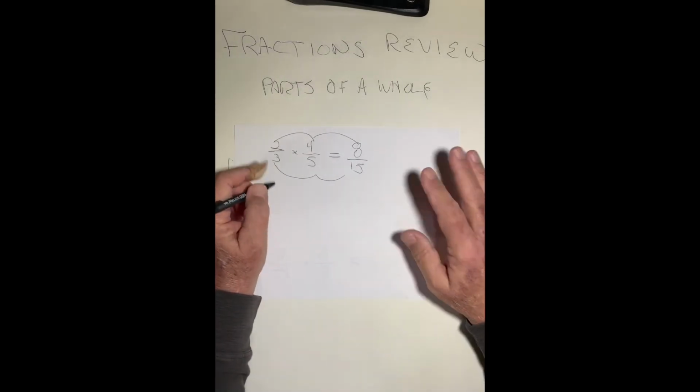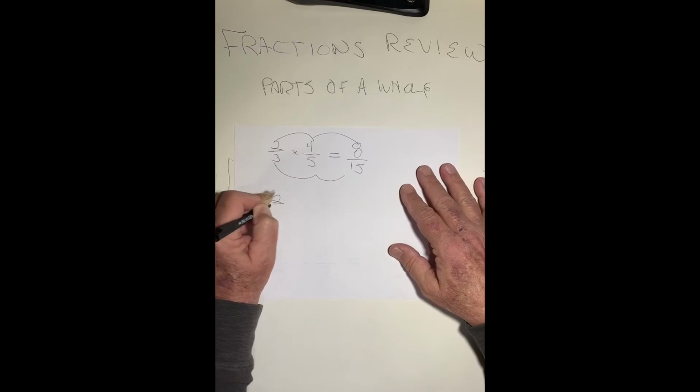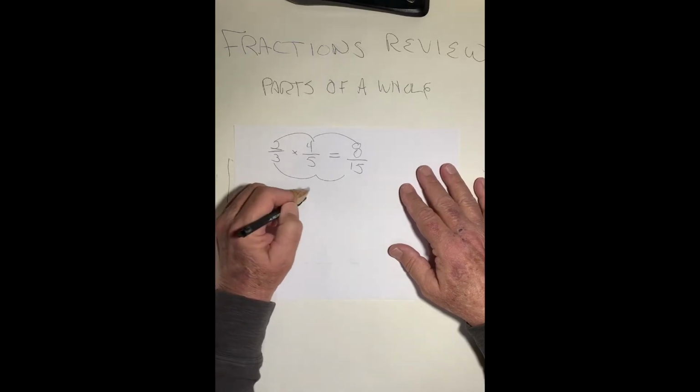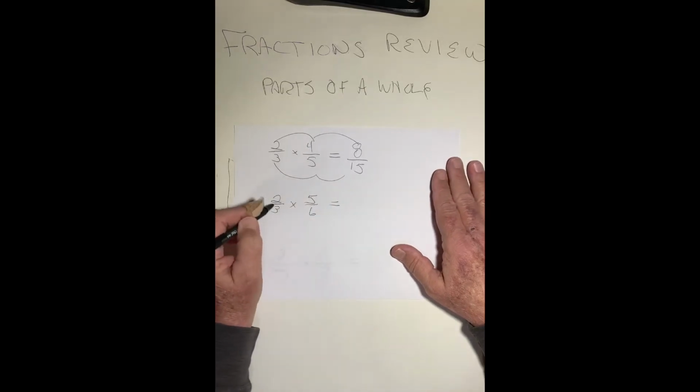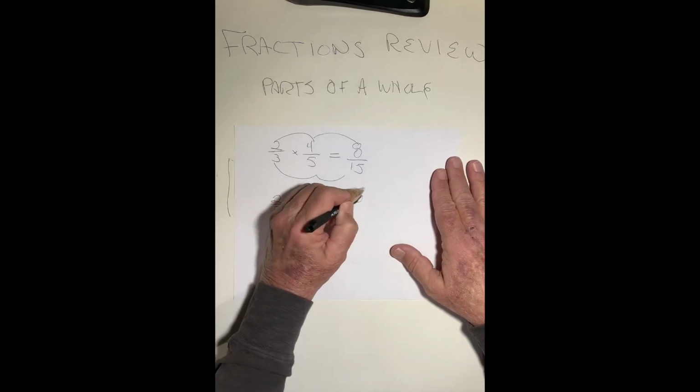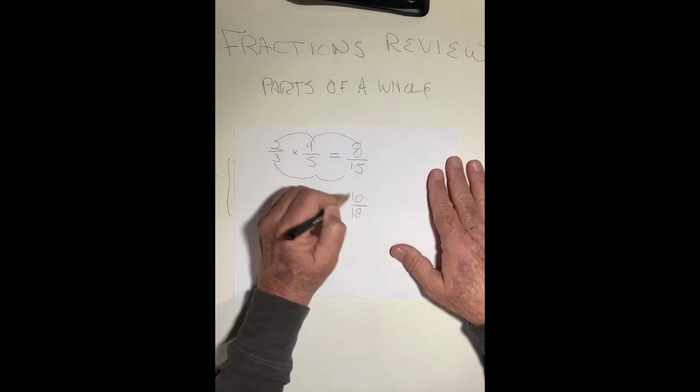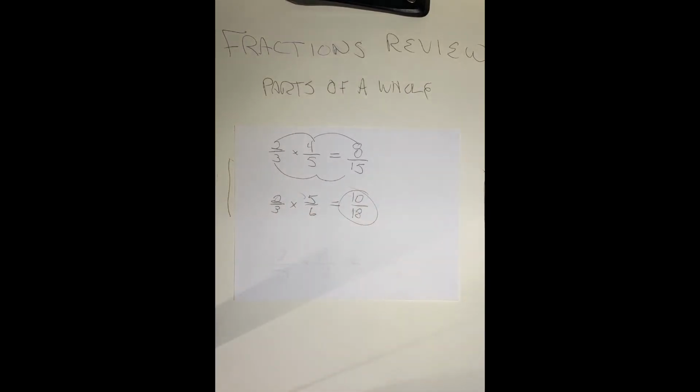Let's do another example. Let's say 2/3 times 5/6. So I multiply the tops. 2 times 5 is 10. 3 times 6 is 18. And that's my answer. Now I know some of you out there are going, but wait. Don't I have to reduce my fraction? And this is one of the places where a lot of times people lost it with fractions. And it's because of something called a convention.